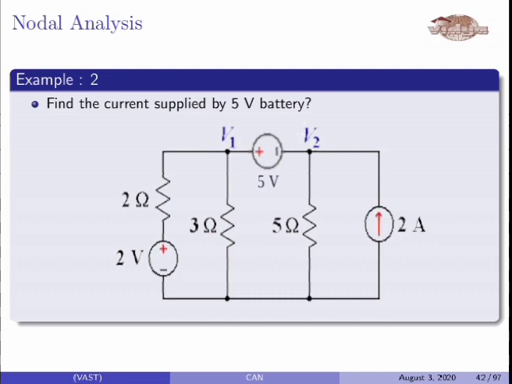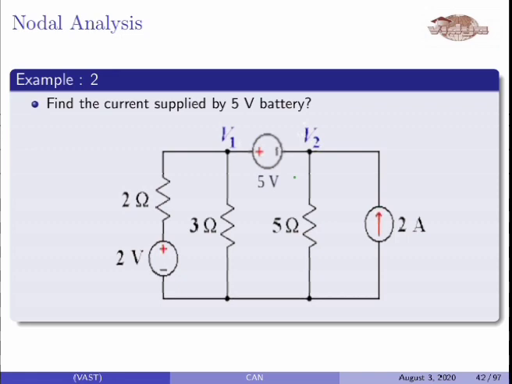So now let us have the next example, that is example 2. Here you have to find the current supplied by the 5 volt battery. That is the question. You can solve this using the supermesh technique, because in the first mesh there is no current source, in the second mesh also there is no current source, but in the third mesh there is a current source. So this circuit can be solved using the supermesh technique, and it can also be solved using the supernode method.